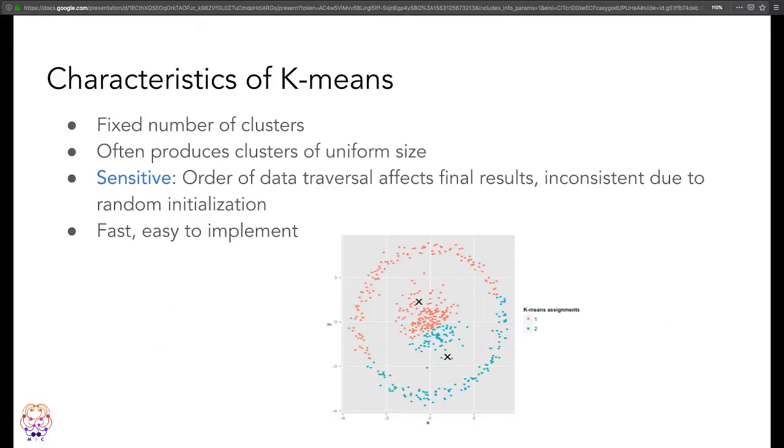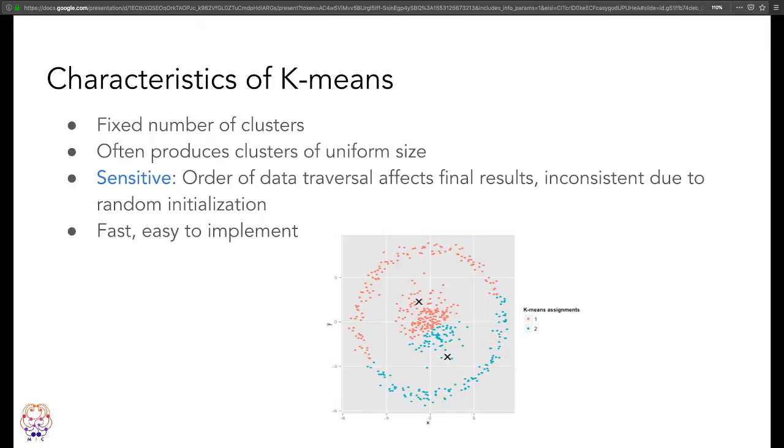So, some characteristics of k-means. One thing that can be a disadvantage in some cases is that there's a fixed number of clusters, right? We have to determine the number of clusters we want before we start the algorithm. In most practical cases, this isn't super feasible, because sometimes we can't plot the data so nicely like we did in that animation. Another trait is that it often produces clusters of uniform size, so it's good for data sets where you have an equal number of examples in each cluster.